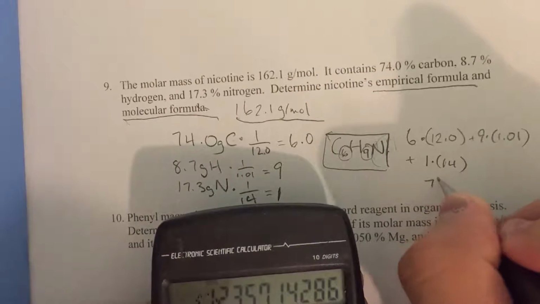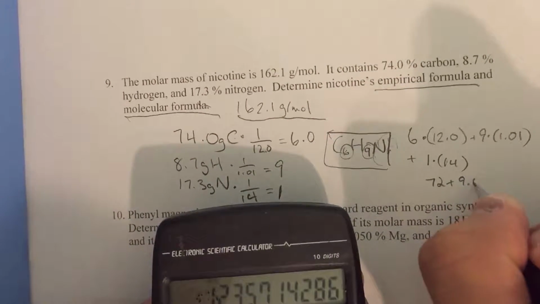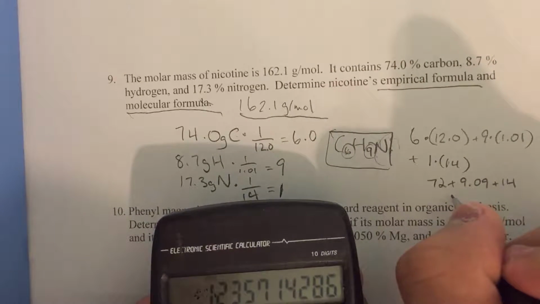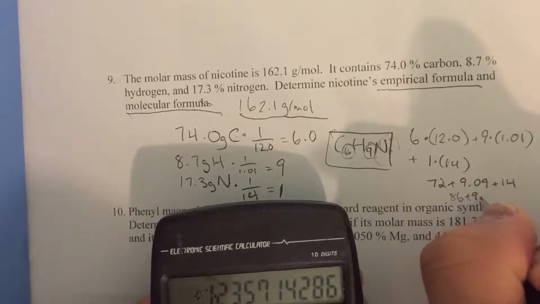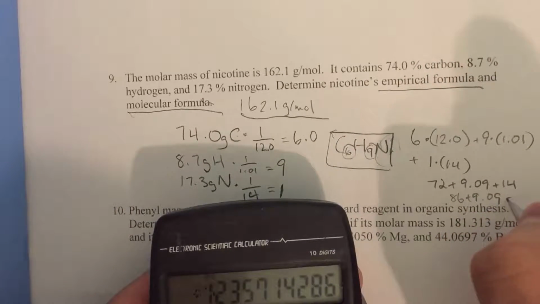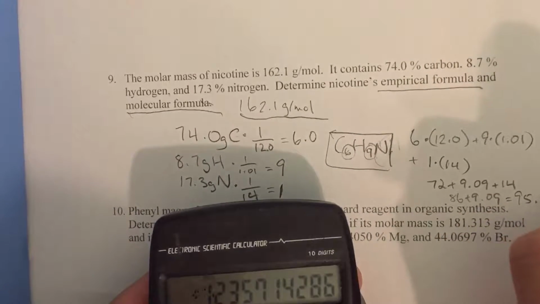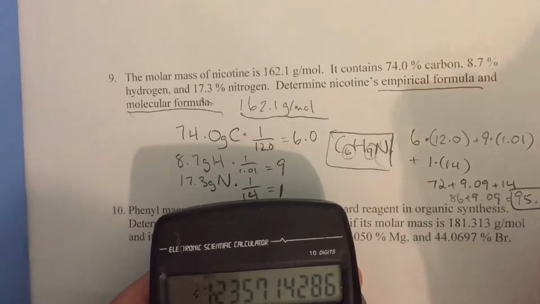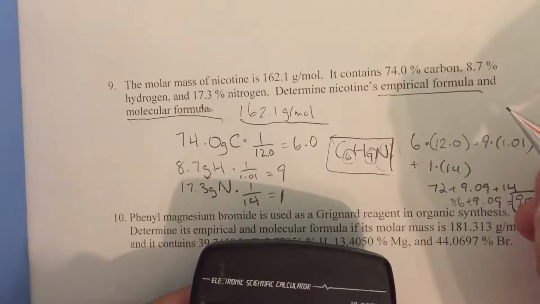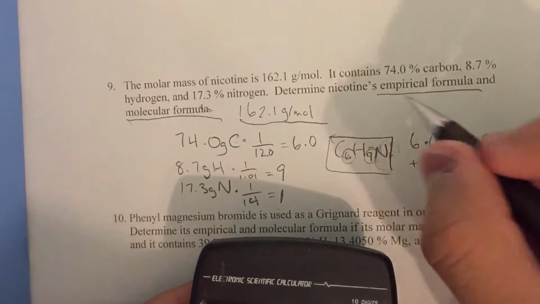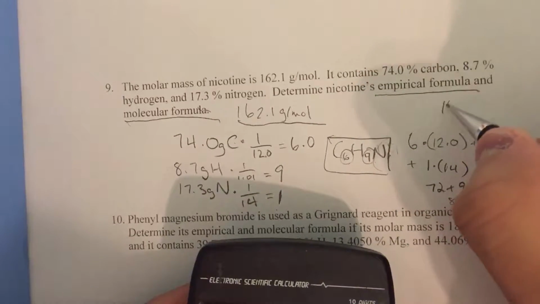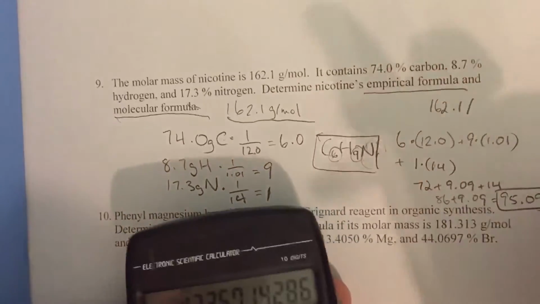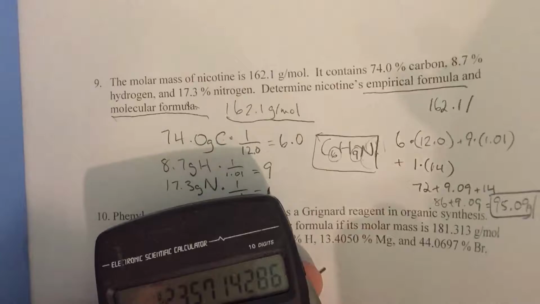So we're just going to do 72 plus 9.09 plus 14. So that would give us 86 plus 9.09, which would give us 95.09 grams. So now we just need to find the factor. So we do 162.1 divided by 95.09.